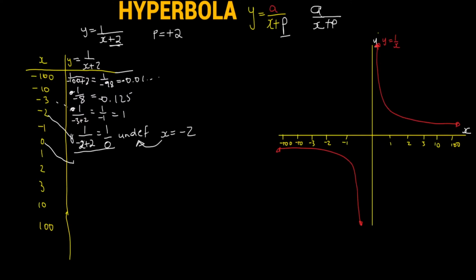And then when x is 0, remember we said when x is 0 on the basic equation, on the basic hyperbola, the graph was not defined. But now you need to equate it. We're going to have y is equal to 1 over 0 plus 2. And we actually have 1 over 2. And this means we have 0.5. And that means the graph is defined. And we continue to evaluate for all the points.